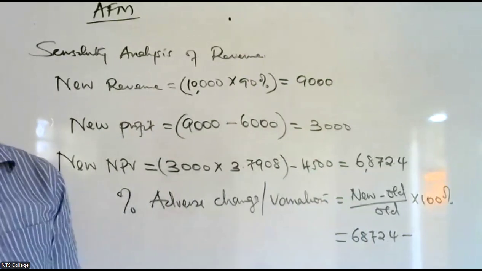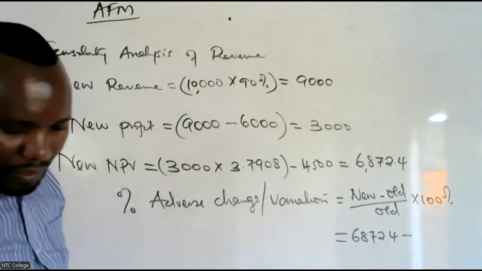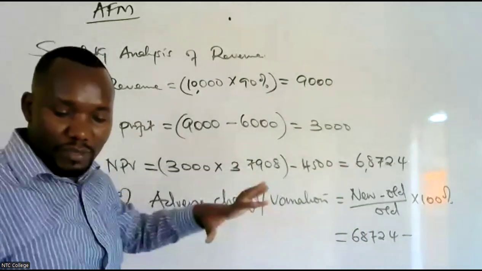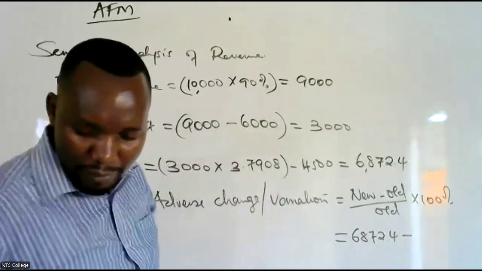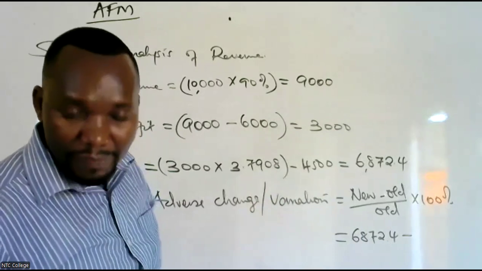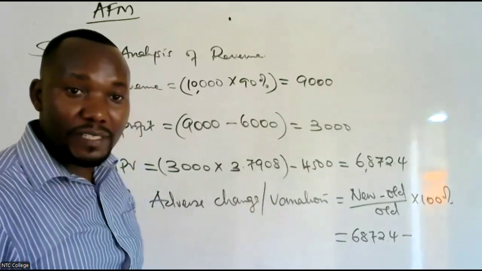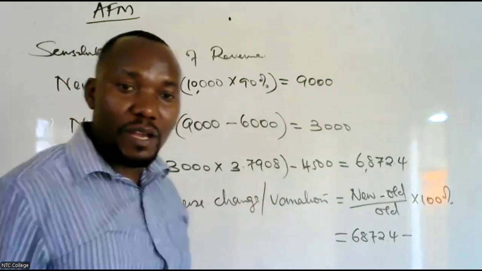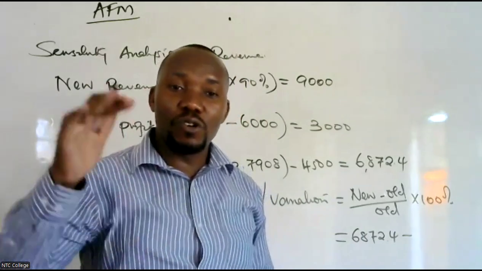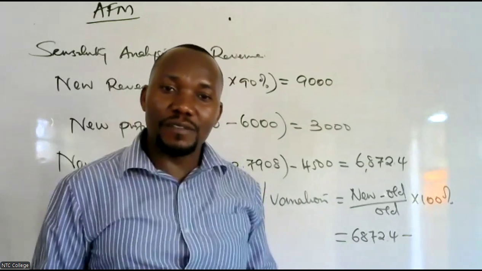So what are we doing here? We are now saying that there is a decrease in NPV. NPV has gone down. The initial NPV, we were having a higher figure. That was 10,000. But right now we are having 6,000. So it has gone down. That means that whenever revenues go down by 10%, NPV also goes down. So that is how sensitive NPV is.